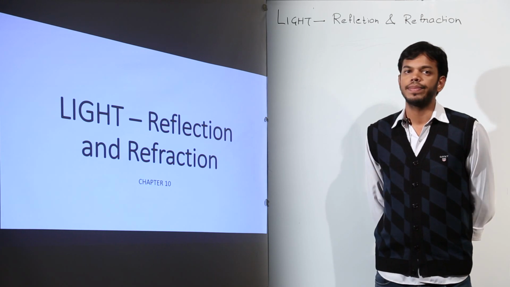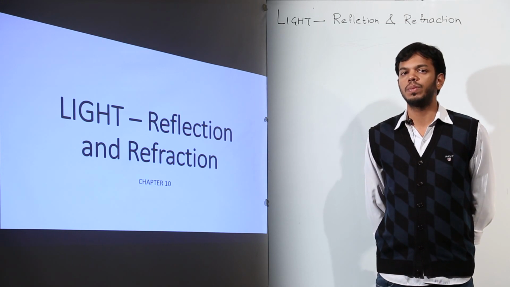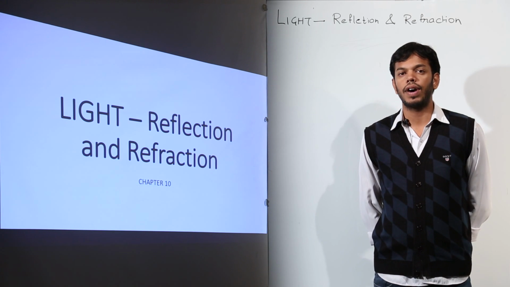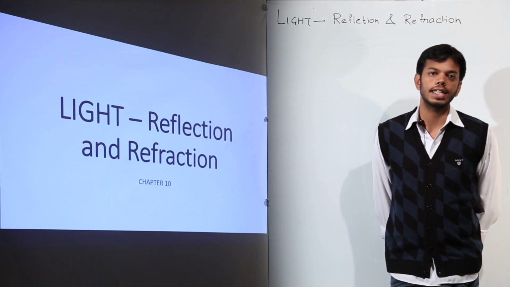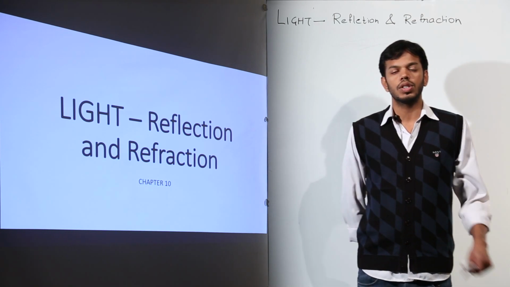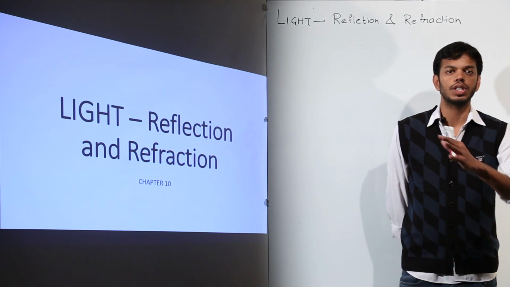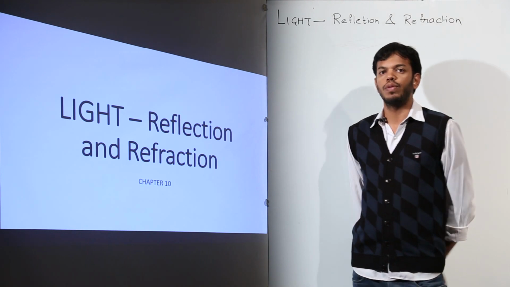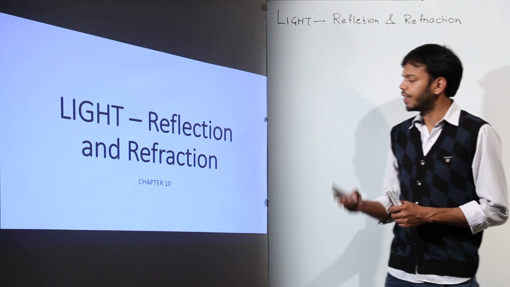For example, do we know why the sky appears blue? Do we know why during sunset and sunrise the sky appears reddish orange in color? Or what causes a rainbow? These are all phenomena which are associated with light and its properties. So we'll start with a very basic thing: light, reflection and refraction.